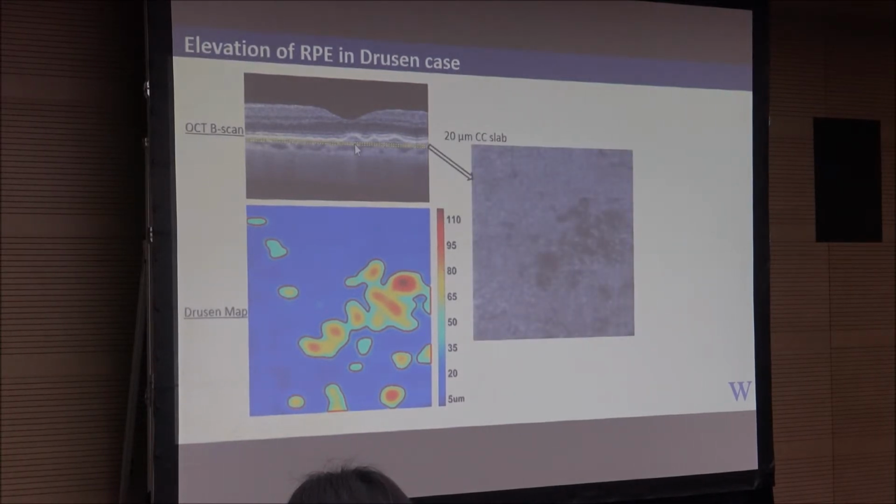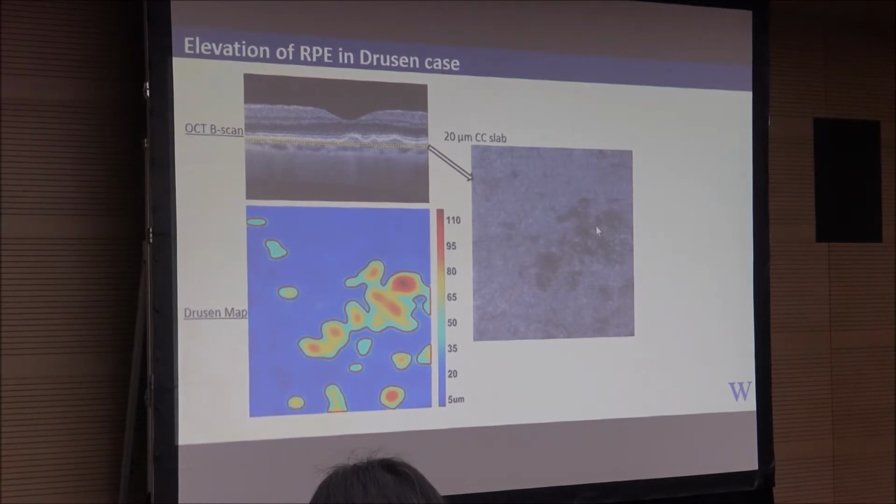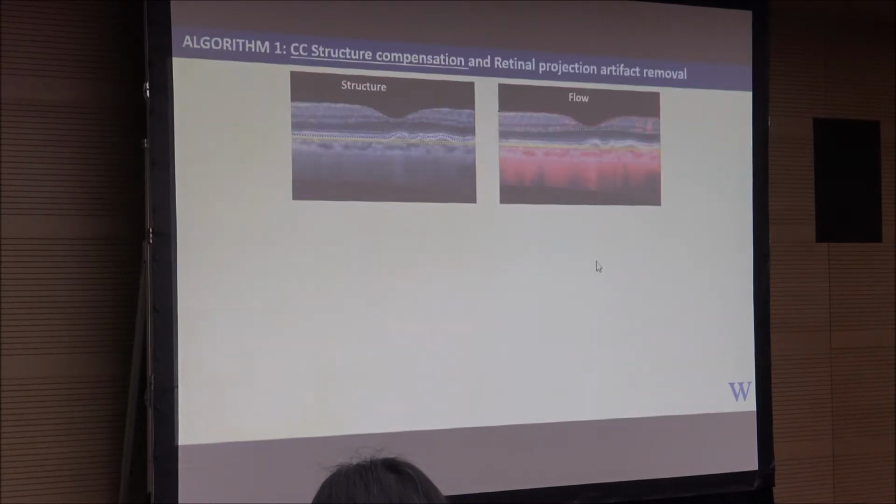And if you look at the structural information, you will see this. This is the drusen, so the elevation of the RPE. The drusen will give you a shadow. And that shadow is actually pretty important if you want to visualize the vessel information in this shadow, because this shadow really reduces your ability to visualize the choriocapillaris, right? So you have to compensate this shadow. This is the compensation method we are looking at.